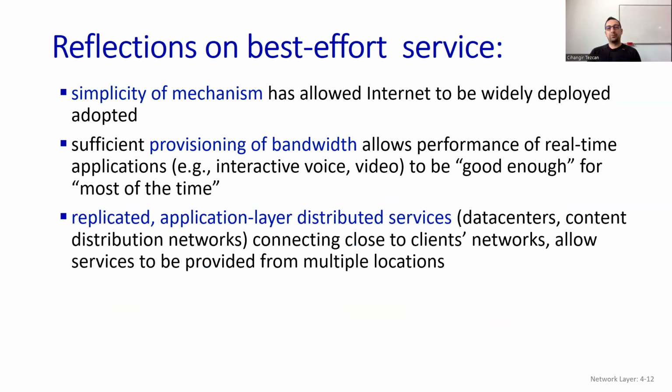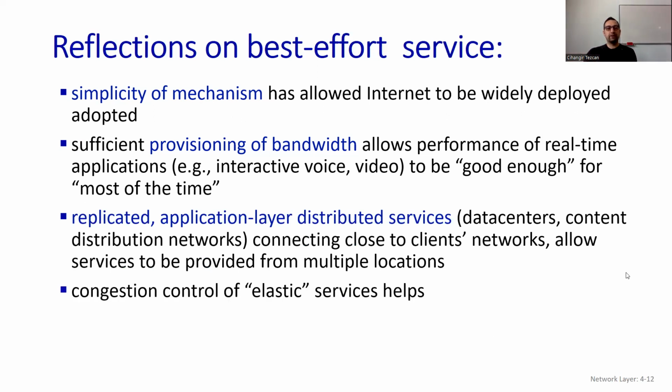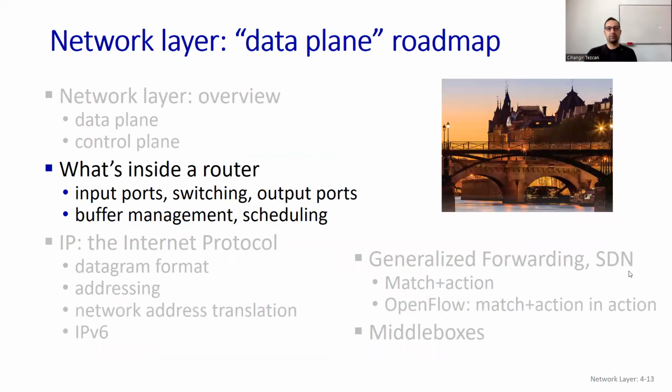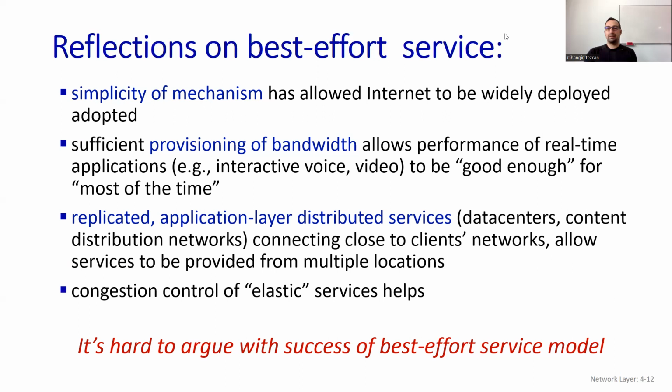Replicated application layer distributed services, data centers, and content distribution networks connecting close to clients' networks allow services to be provided from multiple locations. As you can see, most of the properties are handled on different layers so that we have reliable communication and so on. Congestion control of elastic services helps. It's hard to argue with the success of the best effort service model. So this is the idea. It really works well. So let's stop here and then talk about what is inside the router.